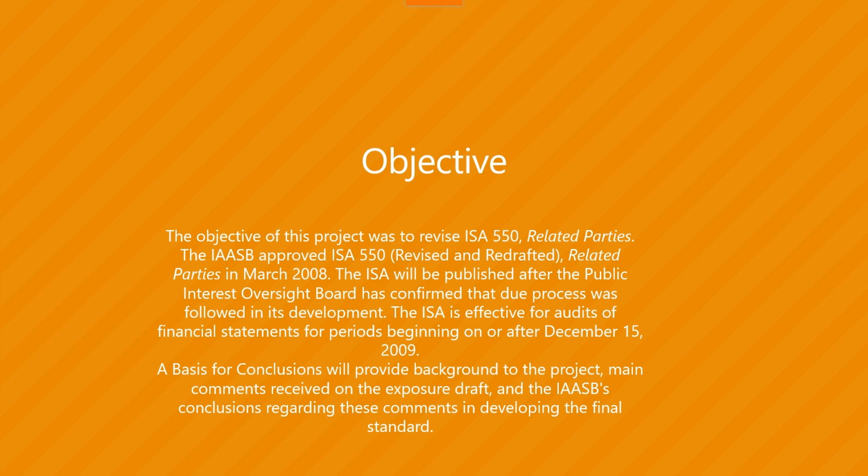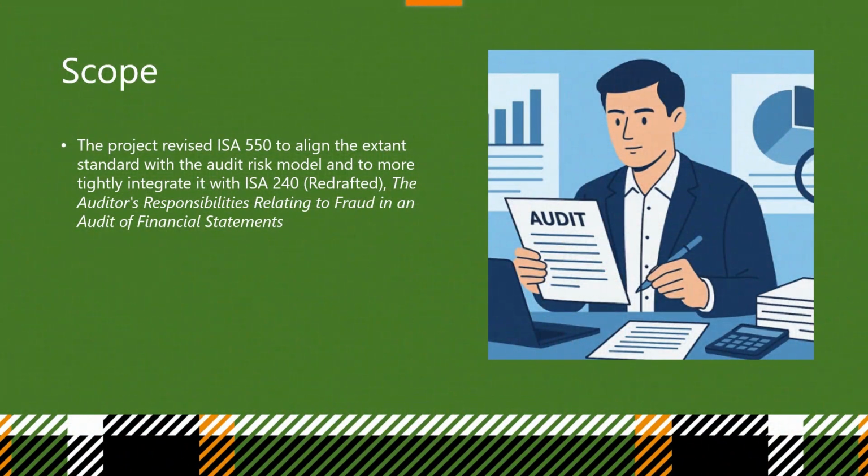Let's move forward to the scope. What is the scope of ISA 550? This slide explains what ISA 550 covers. The standard applies to all auditors of financial statements. It focuses on identifying the risks related to related party transactions. ISA 550 works closely with ISA 220 and ISA 240, which deals with fraud. This connection shows that related parties often increase fraud risk. The auditor must consider these risks during planning and execution of the audit.